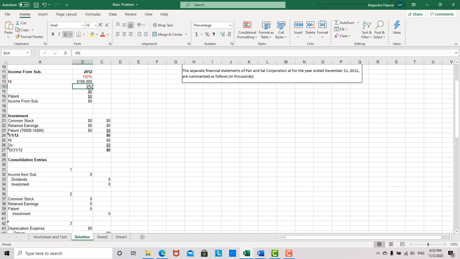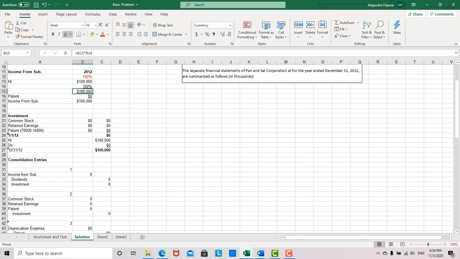Okay, so let's put it in 100% here. Let's see if that works out. Okay, so the pre-adjusted income, your share of the pre-adjusted income is 100% of 100,000, or 100,000.